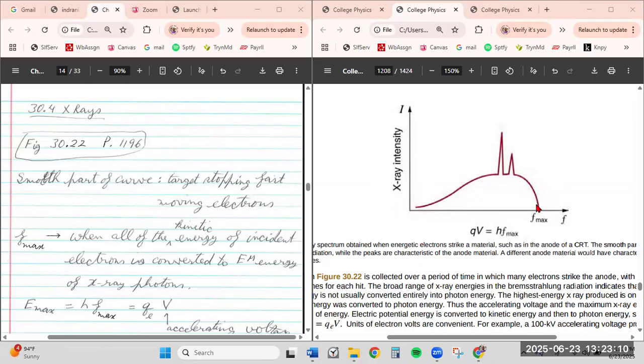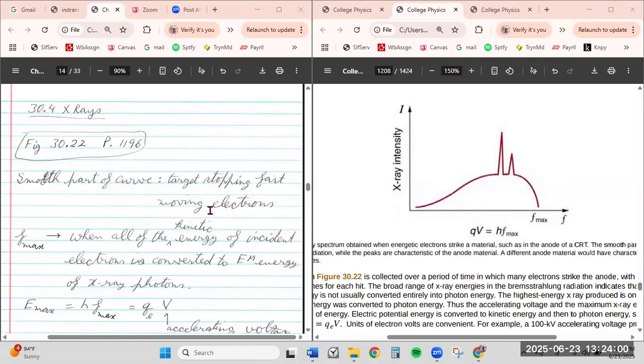On the rightmost end of this graph is the maximum frequency that the X-ray can have, and that corresponds to the electrons with maximum kinetic energy being stopped. All of the kinetic energy that the electrons have is basically converted to electromagnetic energy, and electrons that had the maximum kinetic energy, when their energy is converted to electromagnetic energy, produce photons with maximum energy. And since energy is h times f, that corresponds to the maximum frequency.